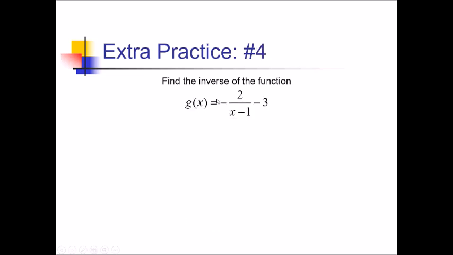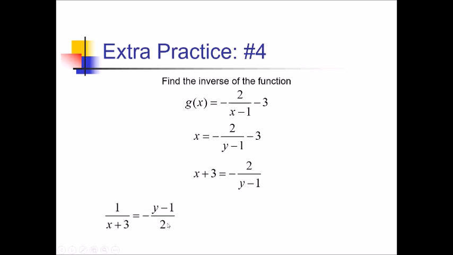To get the inverse for this g function, I'll start by switching x and y. So we have x equals -2 over y minus 1, minus 3. Next, to get y by itself, let's start by adding 3 to both sides. And let's see here. I'd like to get this y out of the denominator. So let me take the reciprocal of both sides. So I'll write 1 over x plus 3 equals -y minus 1 over 2.